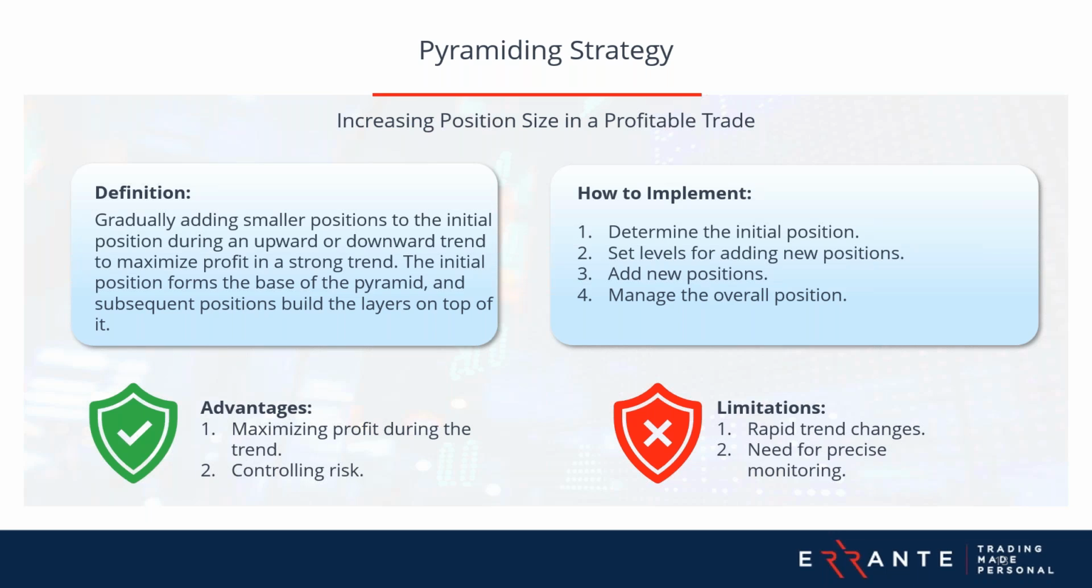This method allows you to maximize your gains by building up on a winning position while controlling risk through smaller, incremental additions. By setting stop losses for each layer, you ensure that even if the market reverses, your overall risk remains manageable. And this is the magic of this strategy.